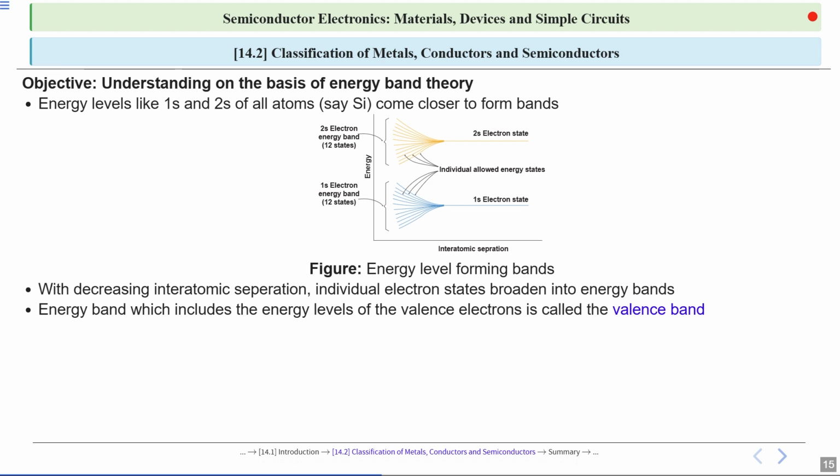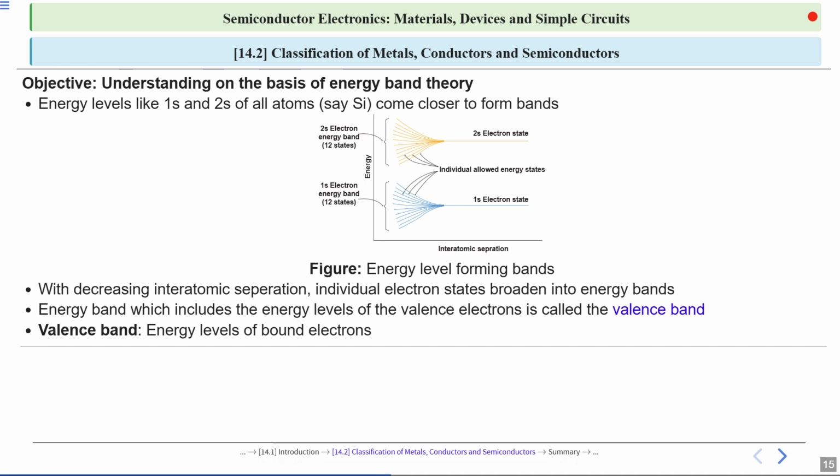The valence band is the energy band that contains the energy levels of the valence electrons in an atom. Valence electrons are the outermost electrons involved in chemical bonding. This band determines how atoms interact with each other and influences the electrical and thermal properties of materials. The valence band is the highest energy level where electrons are tightly bound to atoms in a solid material. These electrons are not free to move and are involved in forming chemical bonds.